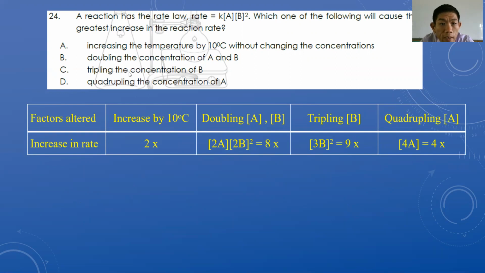And then C, tripling the concentration of B. So you got 3B, and 3B squared will give you 9x, so 9 times. So that is for C. And then D, quadrupling the concentration of A. So you got 4A, and an increase in 4A will increase the rate of reaction by 4 times only. Okay, so the best in here will be C.